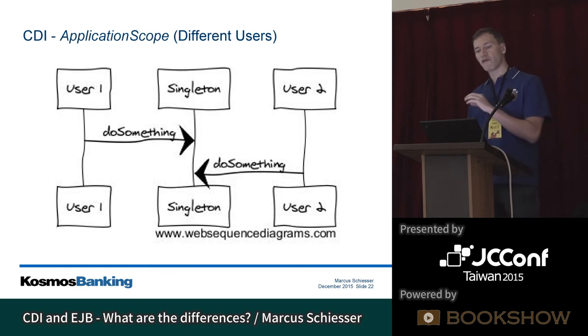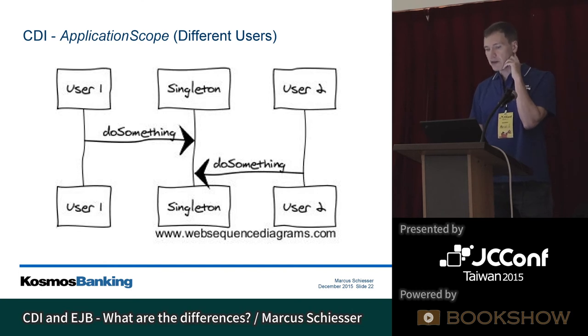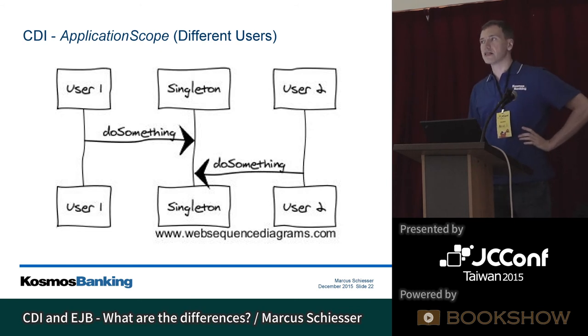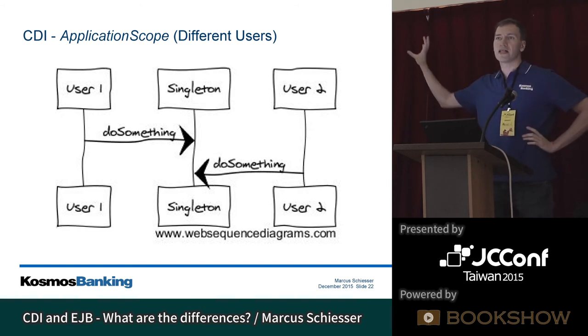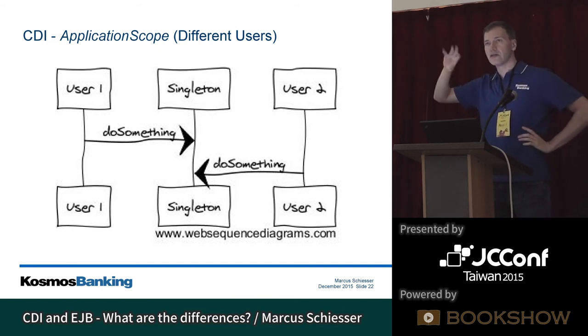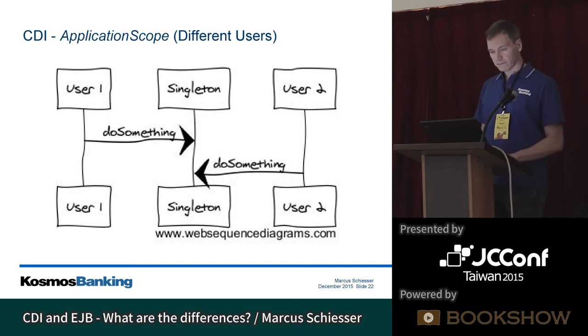And now we come to the third CDI scope, called the application scope. Now we see there are a couple of different users calling this bean, and they're all getting the same instance, because that's the reason we basically say it's a singleton. A singleton exists once in the virtual machine, and all these user session calls get the same instance.